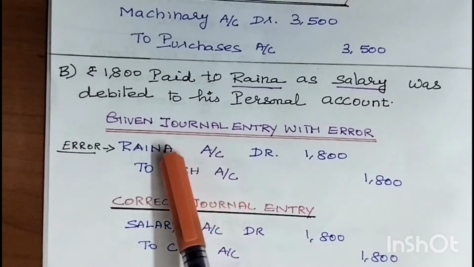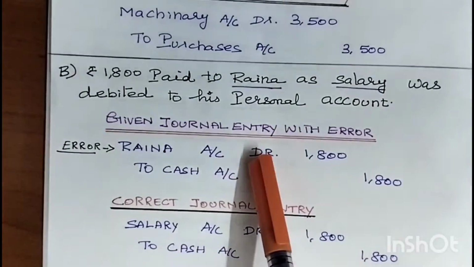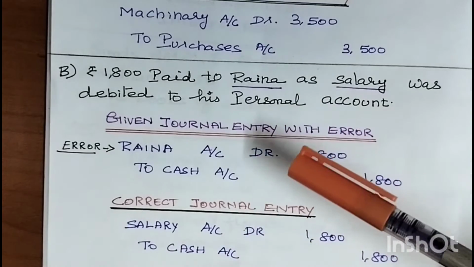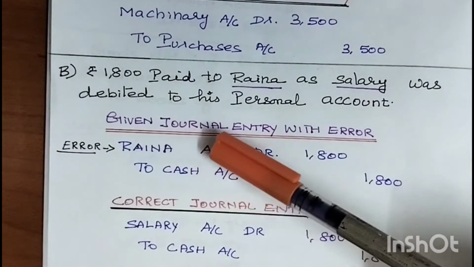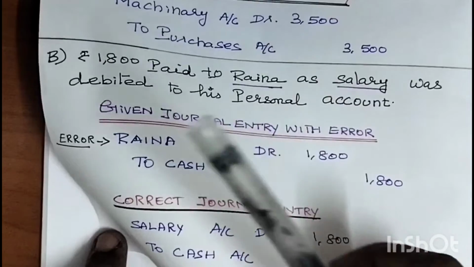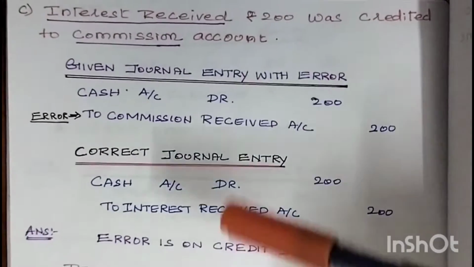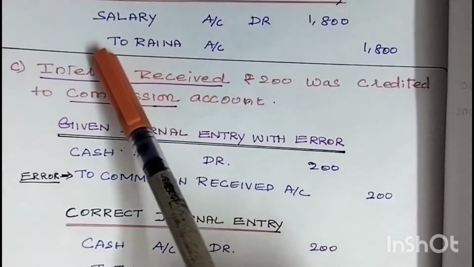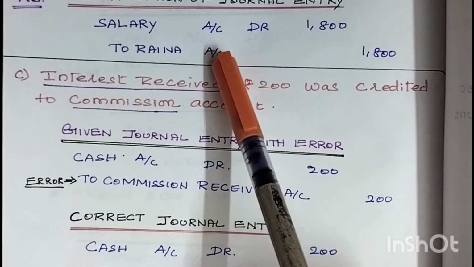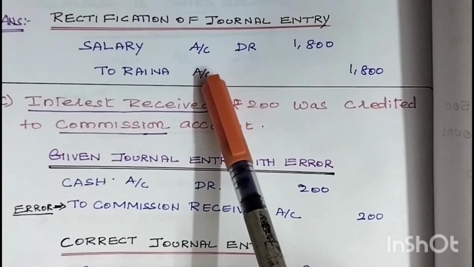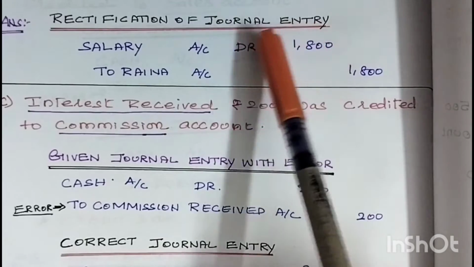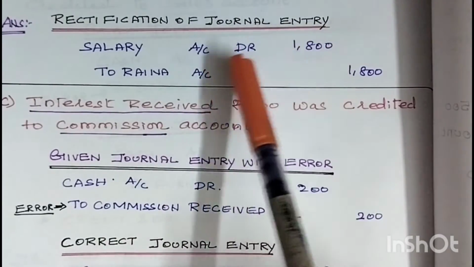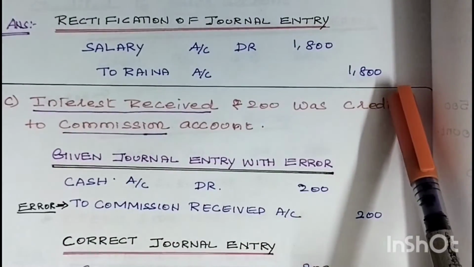Okay. So Rahina account is credited only. The error will be rectified. The debited error account is to be credited. So that means we credited the Rahina account. Okay. So the rectification of the journal entry is salary account debtor 1800 to Rahina account 1800.